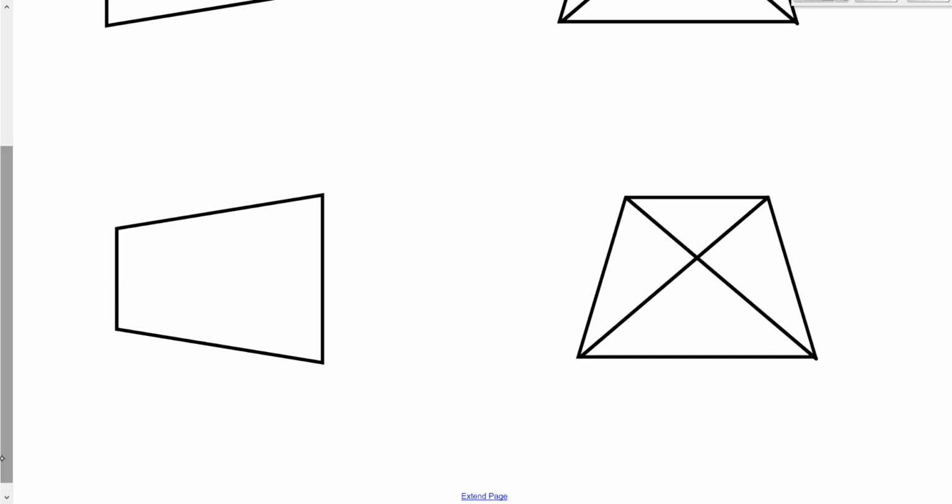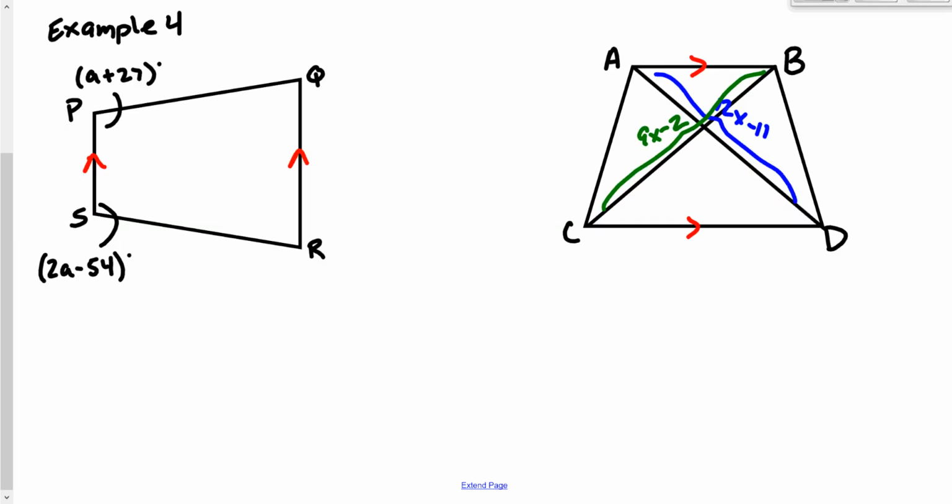Doing it again, now a little bit harder, in example number 4, we're given just a trapezoid. We do not know that it's an isosceles trapezoid yet because we are not given that those two sides are congruent. But what we do know is that we are given S and we are given P. So what value of A would make these two angles equal to each other? We're trying to figure out what A needs to be in order to get these to be equal, in order to make this an isosceles trapezoid.